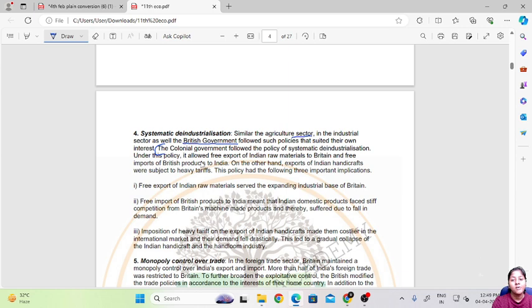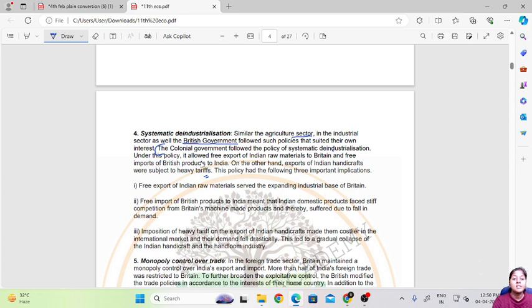The colonial government followed the policy of systematic deindustrialization, and under this policy, it allowed free export of Indian raw material to Britain and free import of British products to India. On the other hand, exports of Indian handicrafts were subject to heavy tariffs. So Indian-made products were subject to heavy taxes, and this policy had the following three important implications.